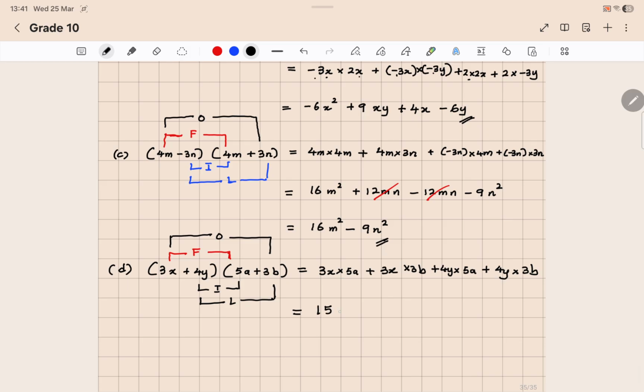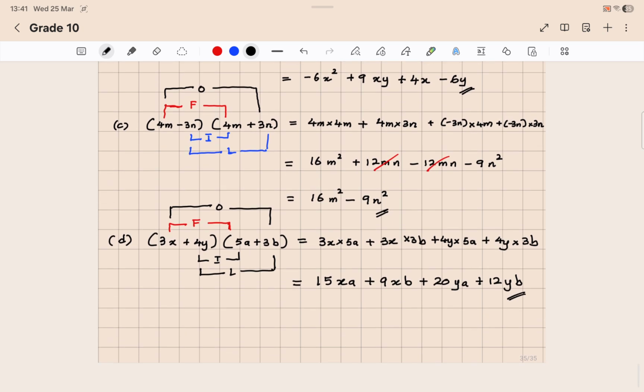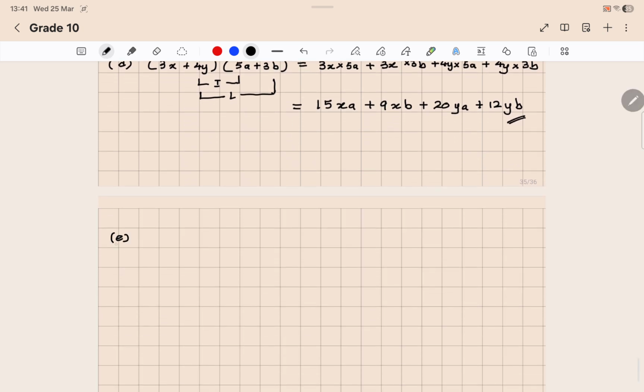So 15xa, 9xb, 20ya, 12yb. Nothing to simplify further, no like terms, so this is the answer. Right. Okay, next look at part E.